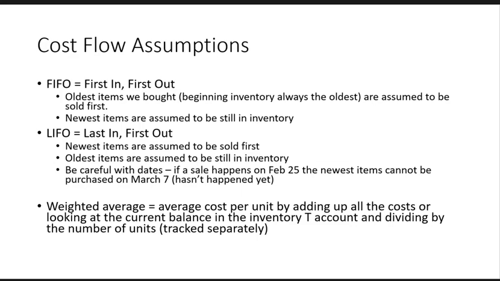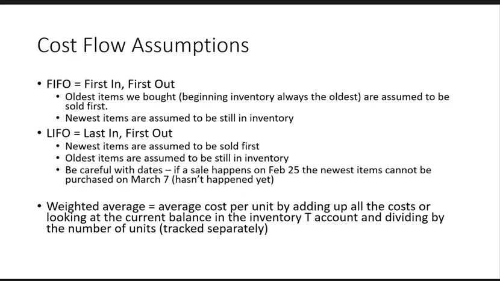Again, it doesn't have to match what's actually physically happening with our inventory. Weighted average tries to add up and average all of the costs together. It looks at what the balance is in the T account, what our total was, divides it by the number of units, and gets a weighted average times the number of units.